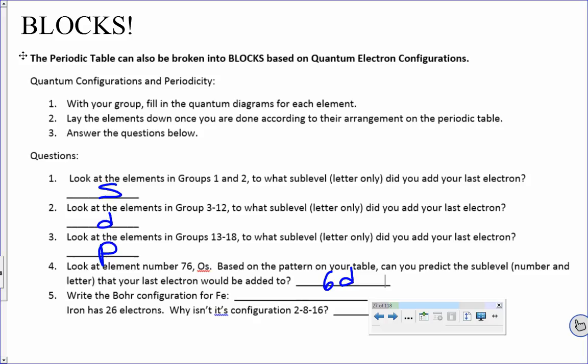So we are doing an activity in class where you're looking at filling quantum diagrams for each element. You're then going to lay the elements down and arrange them according to their arrangement in the periodic table and look to answer some questions below.